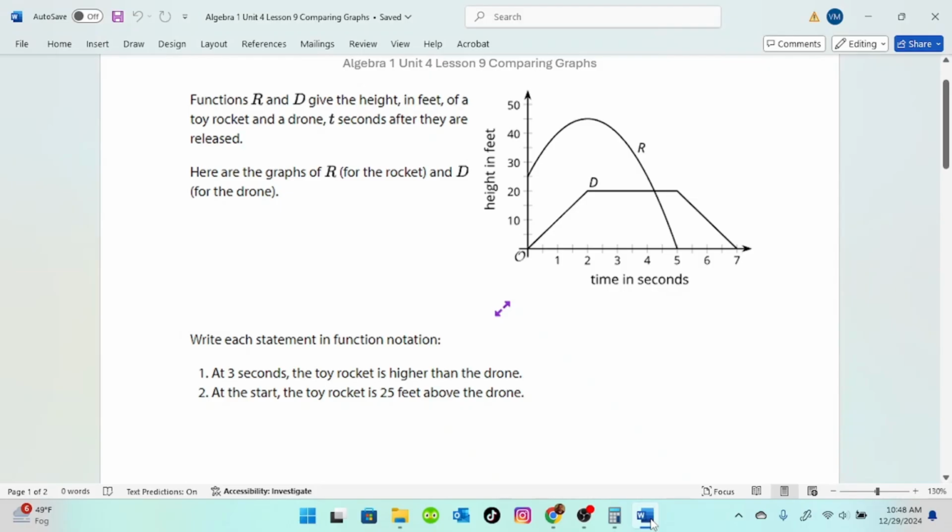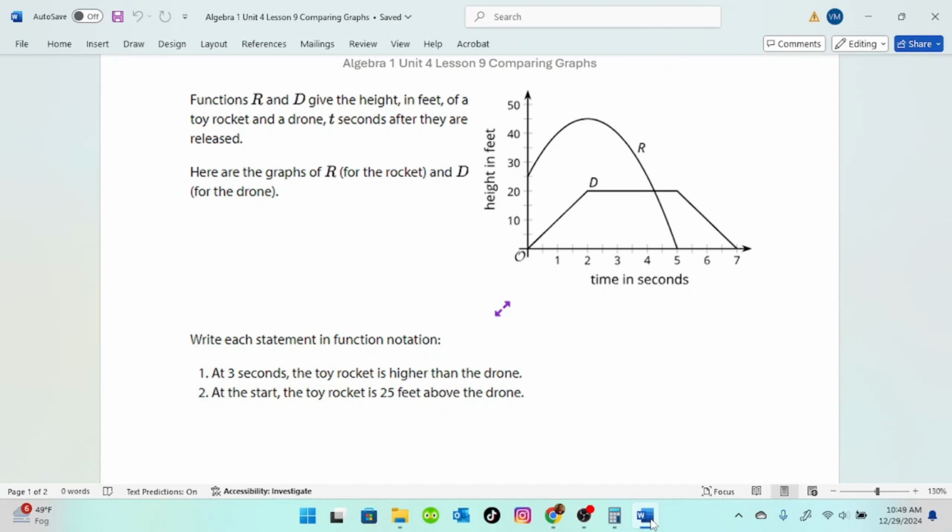Now we can begin the practice problems for Unit 4, Lesson 9, Comparing Graphs. Functions r and d give the height in feet of a toy rocket and a drone t seconds after they are released. Here are the graphs of r for the rocket and d for the drone. Write each statement in function notation.